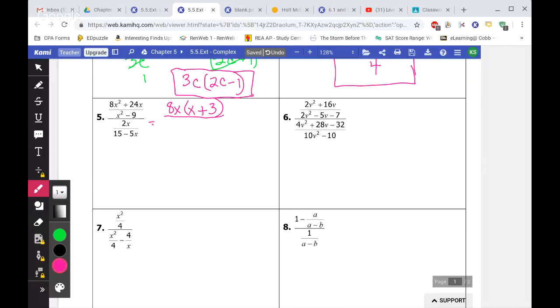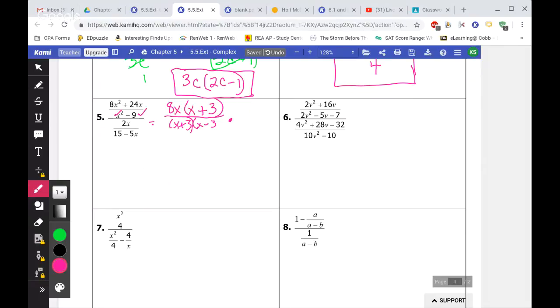And then this, once again, that's that special factoring. It's the difference of two squares. Perfect square in the front, a perfect square in the back. So that's a special factoring of x plus 3, the difference of two squares, x minus 3. So that is the numerator factored. So we kept it and factored it.